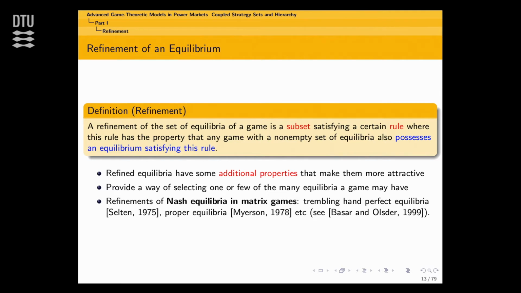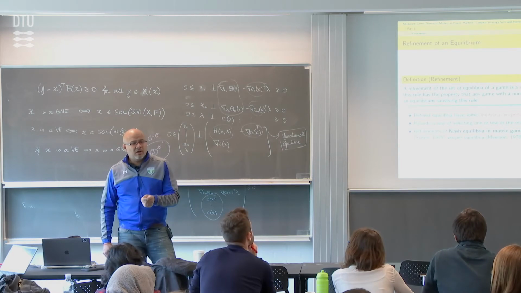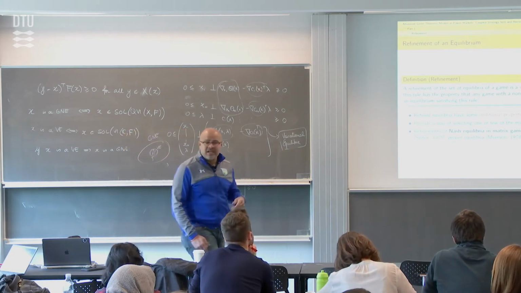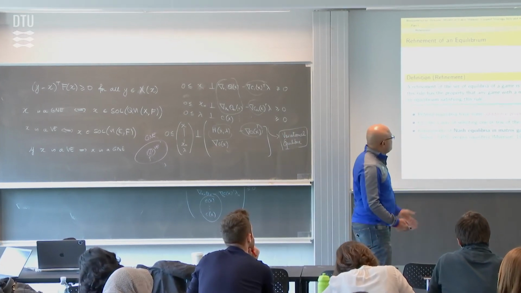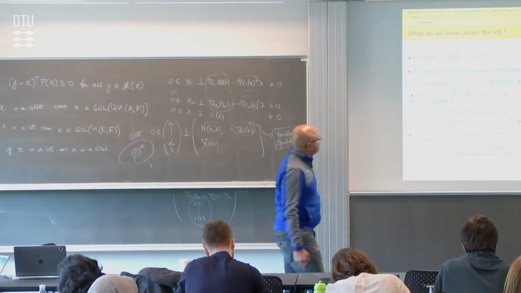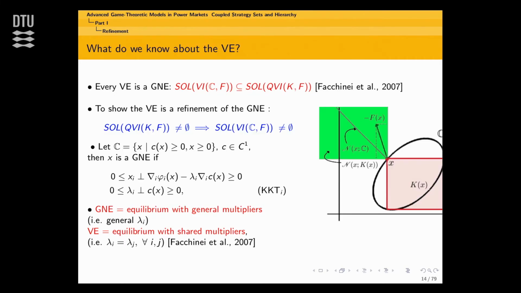Okay, so there are a host of these different types of equilibria that emerge. And this I think is in the context of matrix games, if I remember correctly. And so our question is: is the variational equilibrium a refinement of the generalized Nash equilibrium? And if so, under what conditions? Whenever we do something, we need conditions, right? So, what do we know about the VE? We know that every VE is a GNE, right?